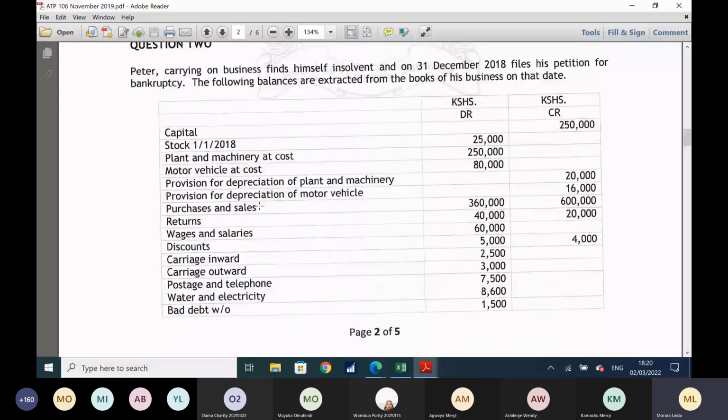We go to purchases and sales. These are things that go into your income statement. If it's a debit, that means that is the purchases, that is the expense. If it's a credit, that is the income or the sales. So 360K is the purchases.